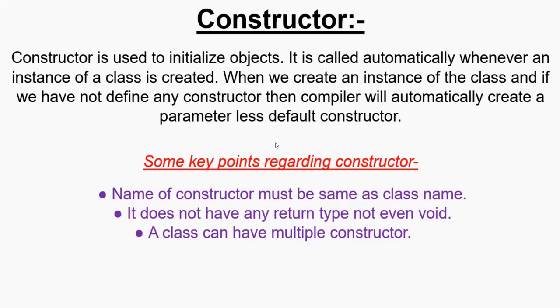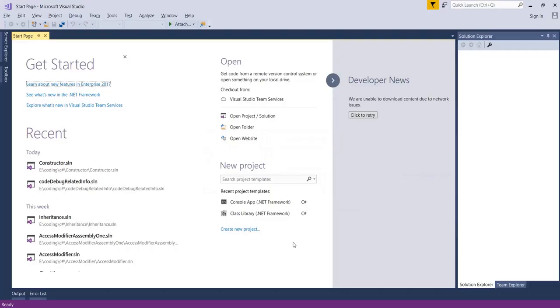Today we will learn constructors in C#. So what is a constructor? A constructor is used to initialize an object. It is called automatically whenever an instance of a class is created. So let's move to Visual Studio and create a constructor.